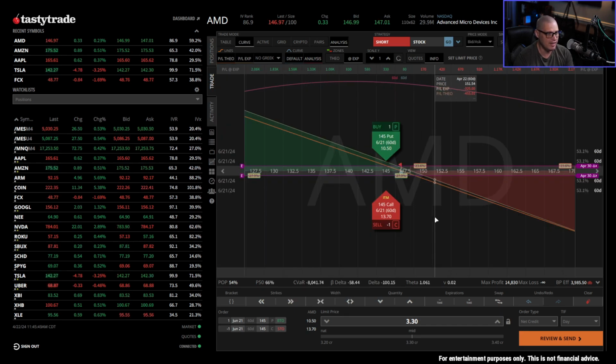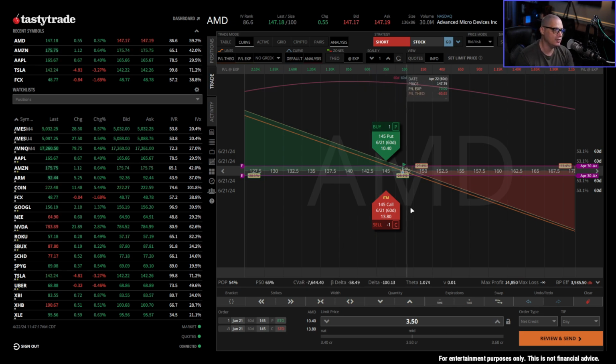If I go to the curve and analysis tab here, you can see now we are synthetically short 100 deltas, and our buying power reduction now is only right at $4,000. So we reduced our buying power reduction from $7,300 down to $4,000. So let's talk about max reward versus max loss.